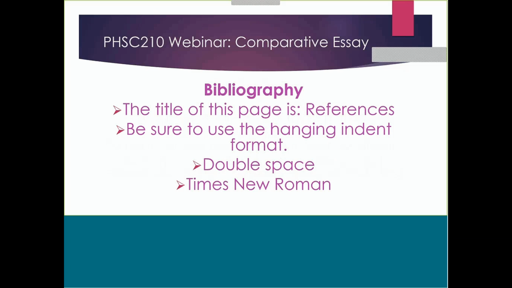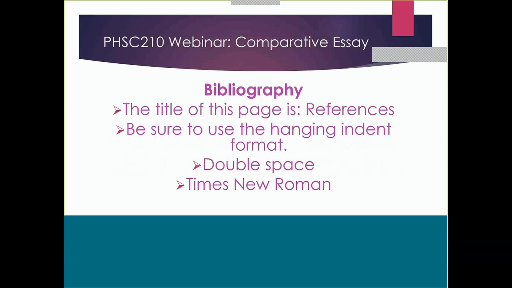And then finally, your bibliography. According to APA formatting, the title of this page is actually references. So it is a bibliography, but the title is references. Be sure to use the hanging indent format, which means you indent the second and subsequent lines of the source, but not the first line of the source.